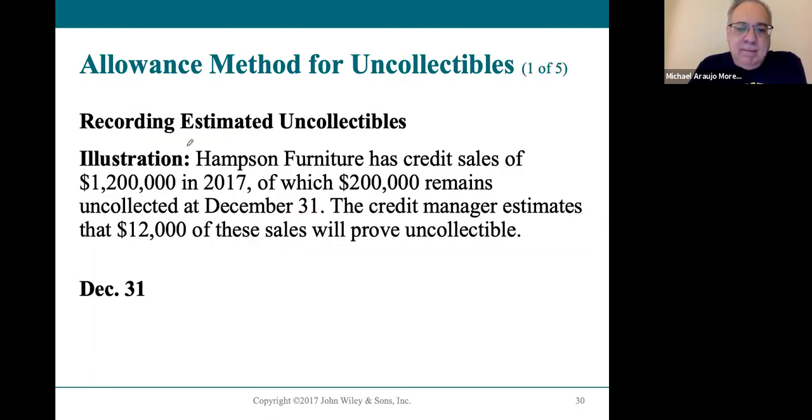So here is a company, a furniture company, Hampson Furniture. And they have credit sales of $1.2 million in the year 2017. I want to point out a term here that you might not know about. Credit sales is a nice little term. It simply means a sale on account. That's it. That's all it means, a sale on account. So credit sales and sales on account mean the same thing. You sold something on account.